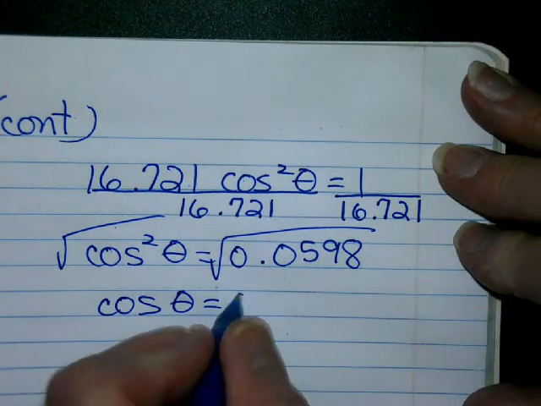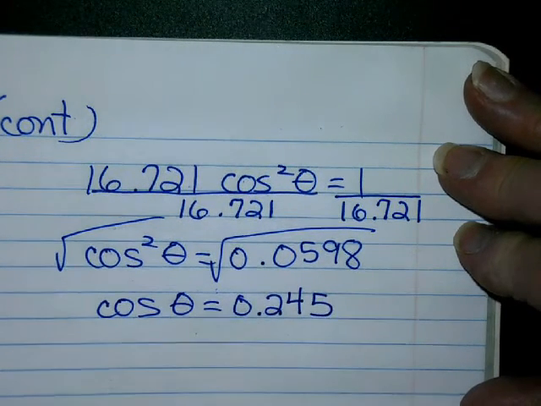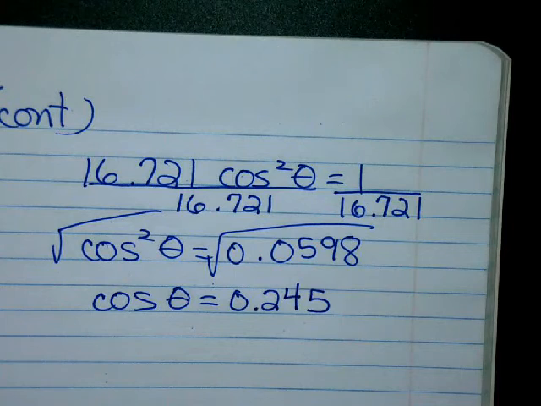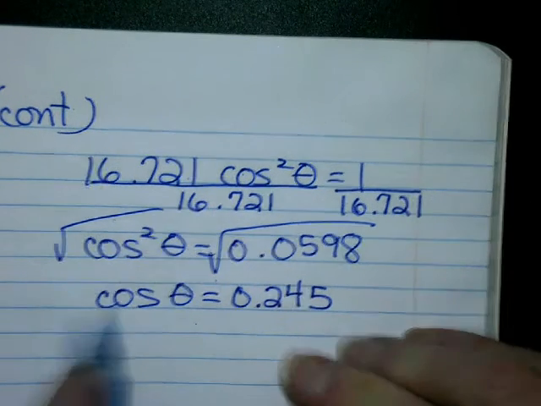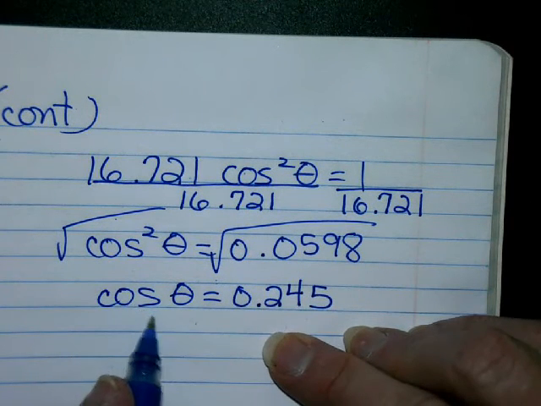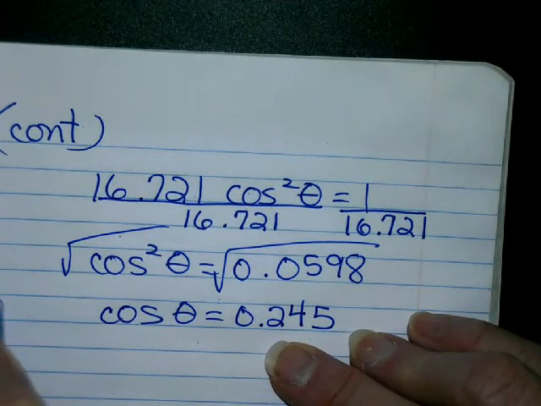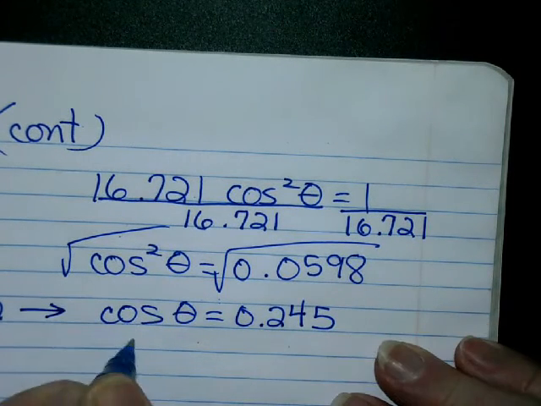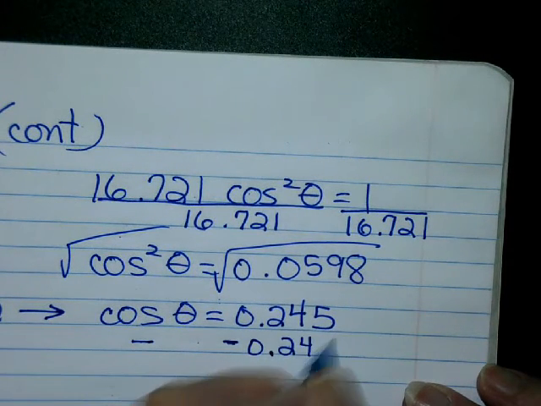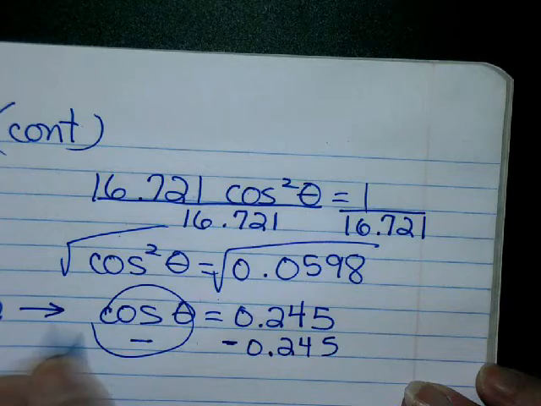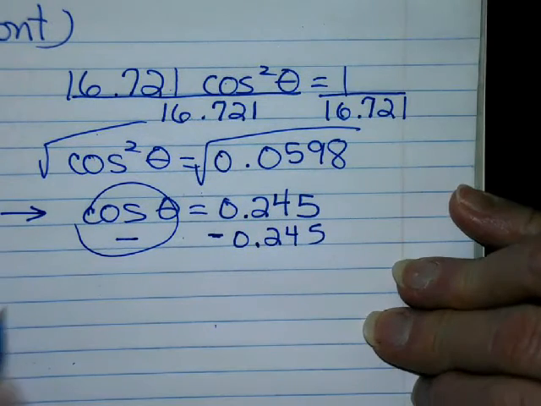Second square root, second answer, 0.245. Now, because I am in the second quadrant, that means that's a negative answer. So it's a negative 0.245. Cosines are negative in quadrant 2.